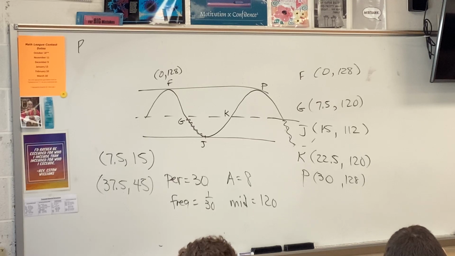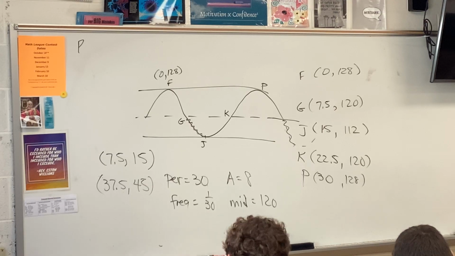How many full cycles of the sine can be graphed on the interval from -2 pi to 4 pi? 3. That's a distance of 6 pi, and that's 3 periods, 3 times 2 pi.